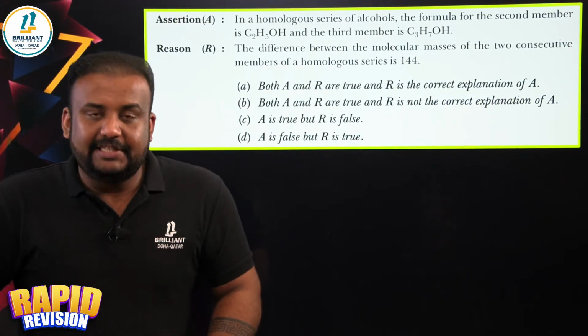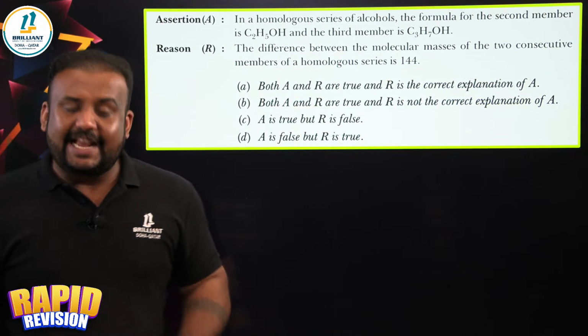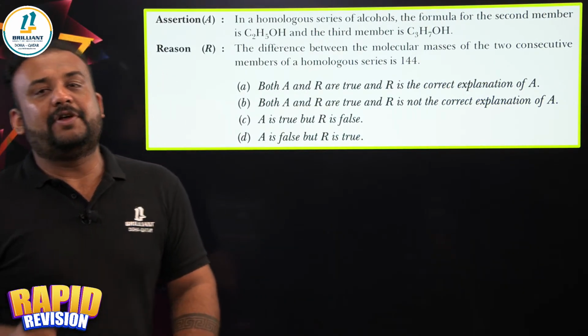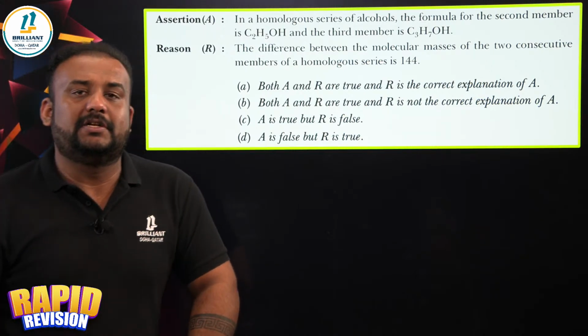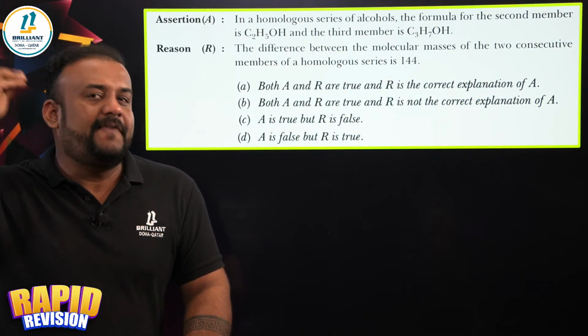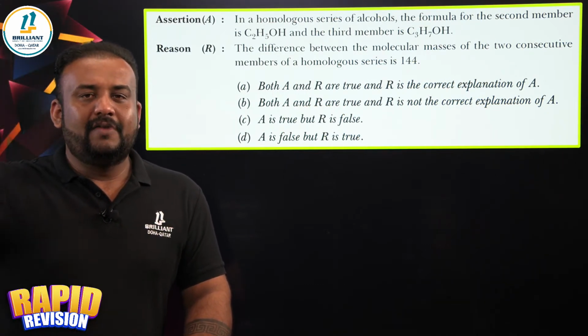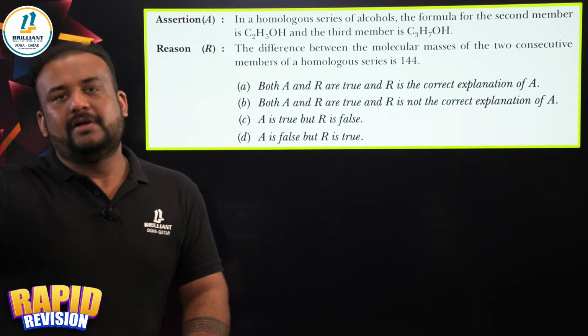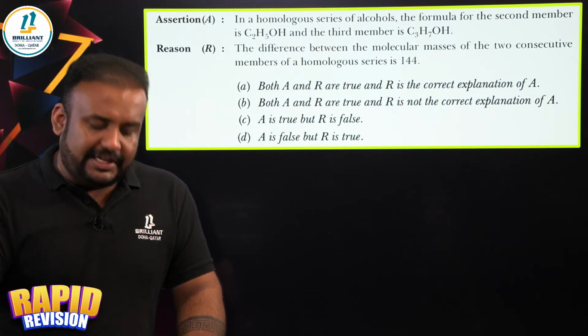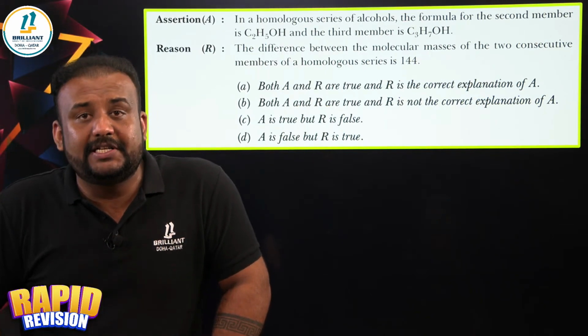In a homologous series of alcohols, the formula for the second member is C2H5OH and the third member is C3H7OH. Is that true or false? Alcohol family. In the family of alcohol, think, which is the first member? Methanol. Which is the second member? Ethanol. Third member? Propanol. So second member is C2H5OH and third member is C3H7OH. That's right.